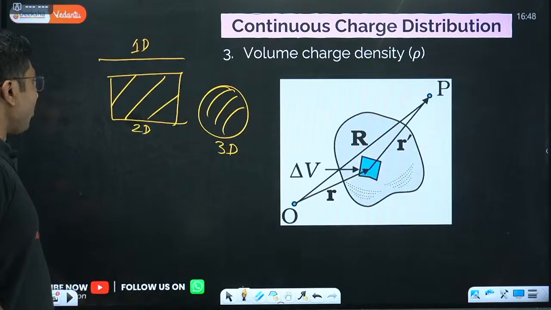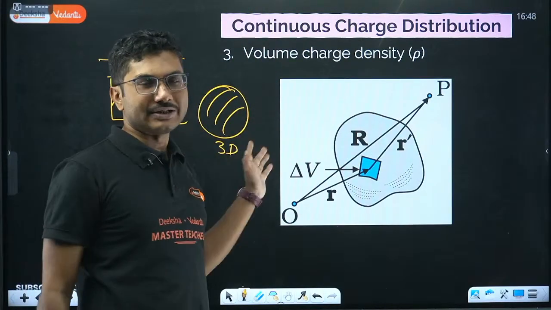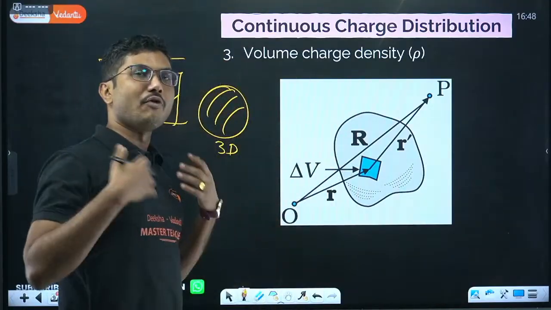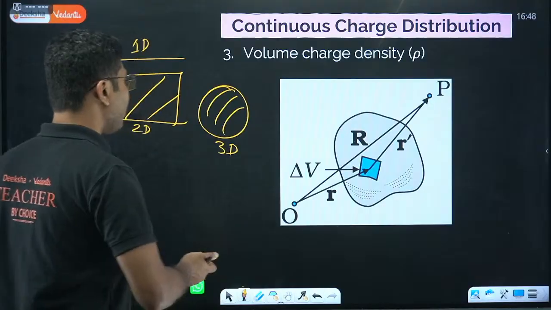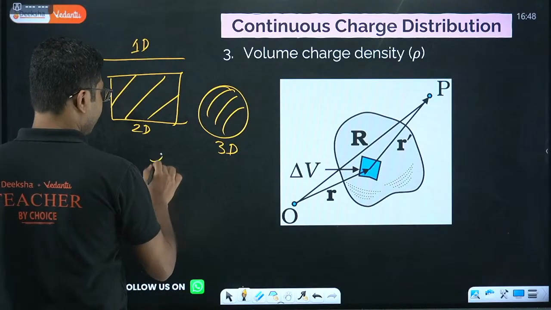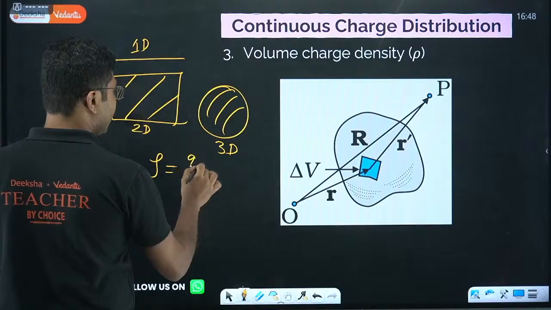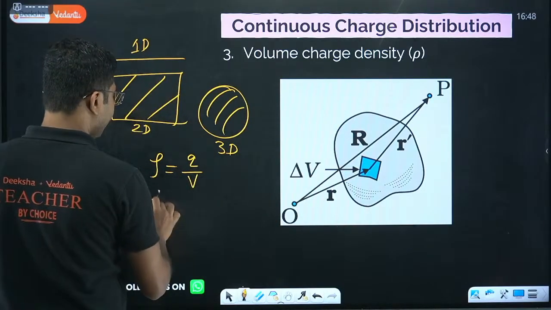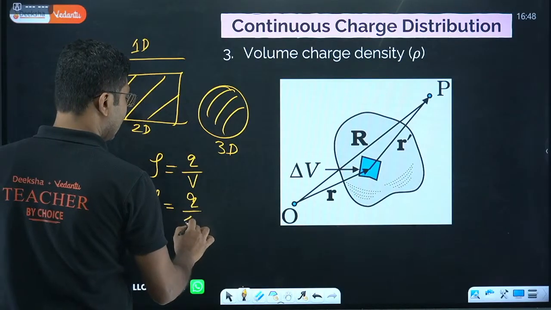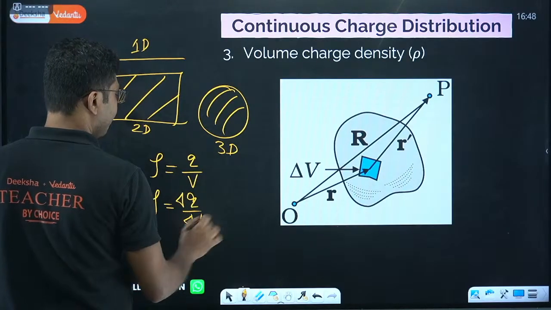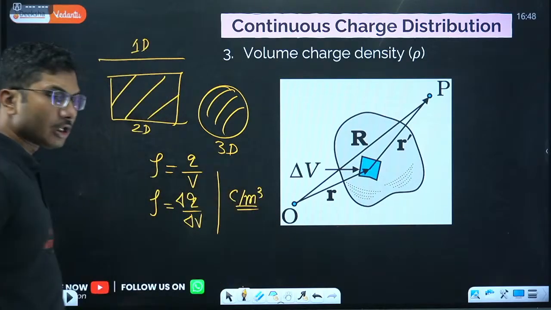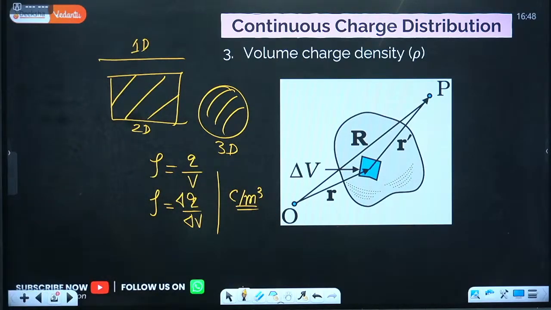Now volume charge density is exactly the same as line charge and surface charge. Only thing, it's three dimensional, so you have to consider the volume instead of surface. It is the total charge divided by volume. And if you take a small volume, it becomes delta Q upon delta V. Its unit is coulomb per meter cube. All these charge densities and their respective units are super important.